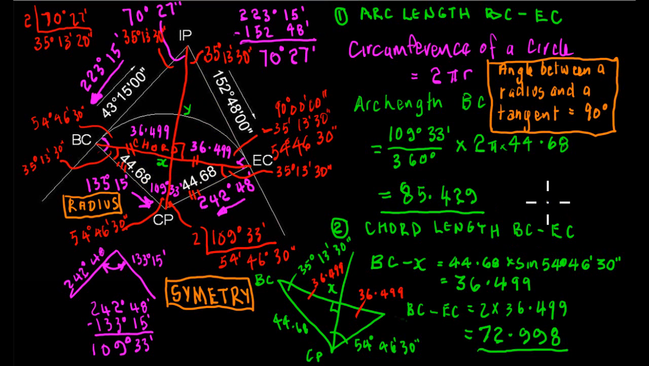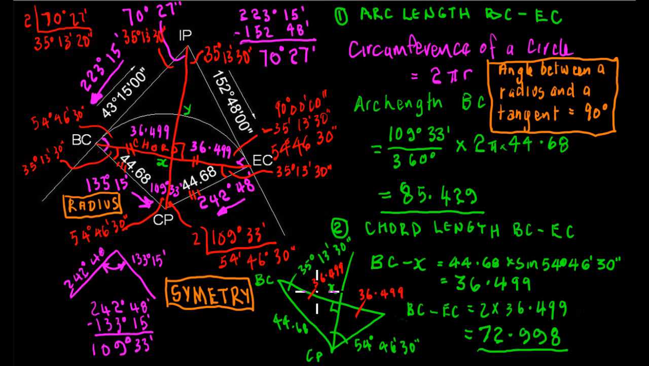So, calculate the chord length. Well, the chord length we can calculate from BC to X just out of this little triangle that I've taken out here, and BC to X is 44.68 times sine 54, 46, 30. So that works out quite nicely.